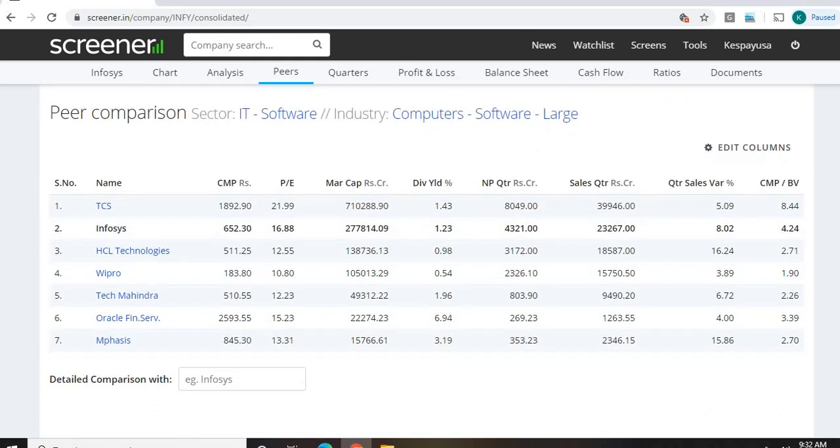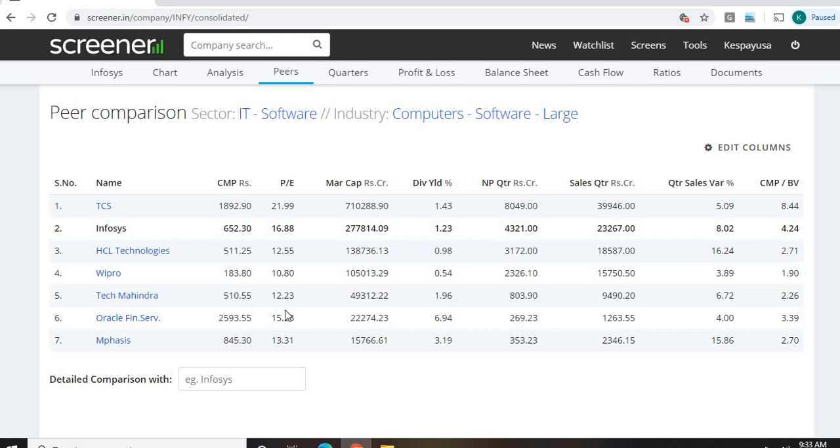And this is the peer comparison of this particular company. There are a lot of peers and competitors. Healthy competition makes a very good company. The peers of this company are TCS, HCL, Wipro, Tech Mahindra, Oracle, and Mphasis. And as I told you, always look at the PE, price to earning. The lower the PE value compared to the competitors, the better it is. I repeat, we need to identify the lower PE with respect to the current industry PE.